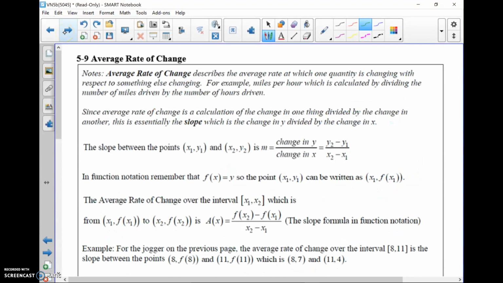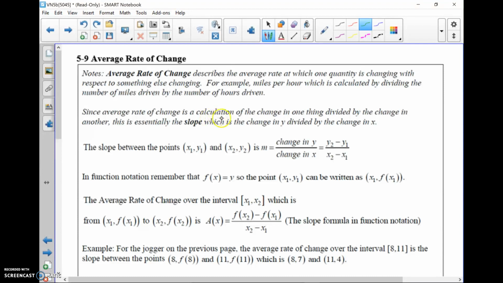This goes a little deeper into that, and it says that average rate of change describes the rate at which one quantity is changing with respect to something else. For that commercial example in the previous video, it's about how the cost of the commercial is changing per time it's aired, or Jackson is working out more each day, so minutes of workout per day. So it's comparing two different things.